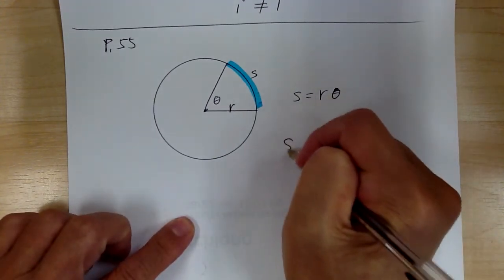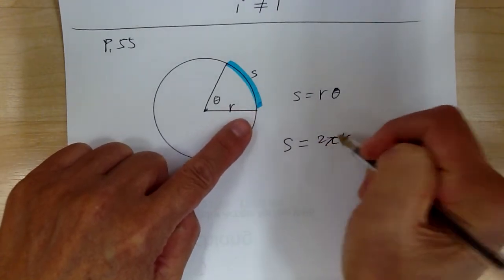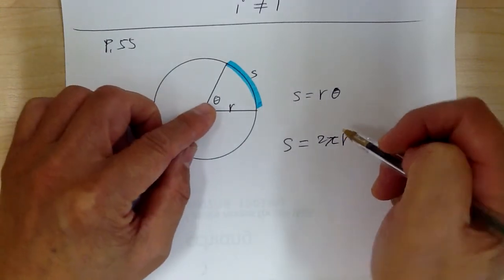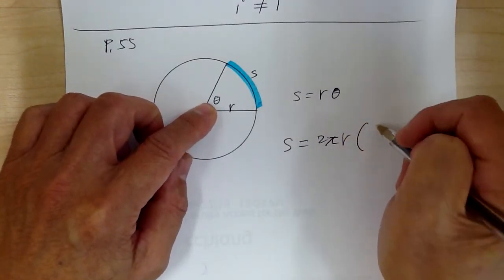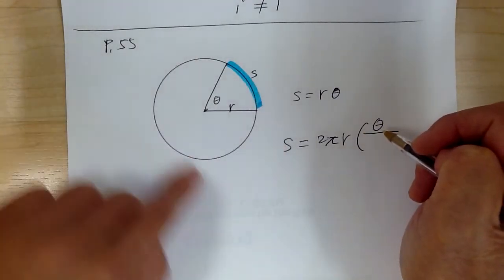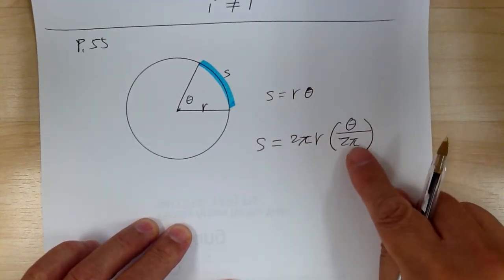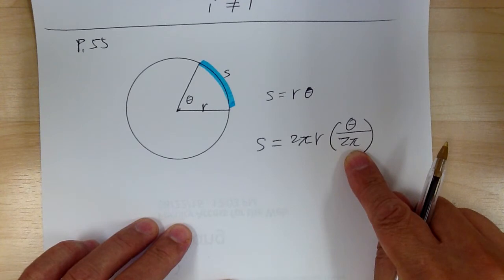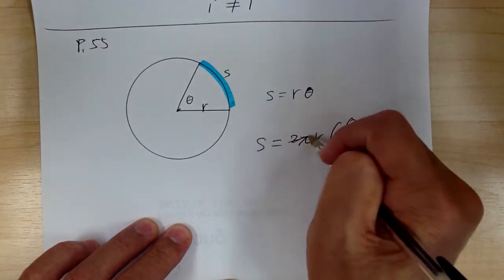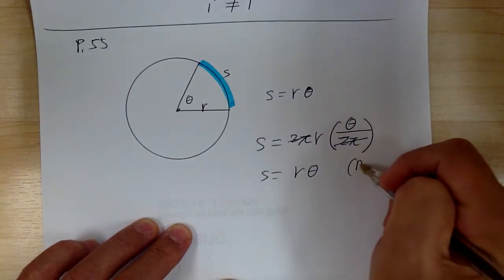S is equal to 2 pi r, right? That's the entire circle, but you don't want the entire circle. You just want this part of it. So you multiply by the part that you want. So it's theta over, now, because this is measured in radians, 1 circle is 2 pi. If it's in degrees, then it will be over 360. But if it's radians, it's 2 pi. And notice the 2 pi and 2 pi cancel out. So that's where this equation came from. This is when you're using radians.